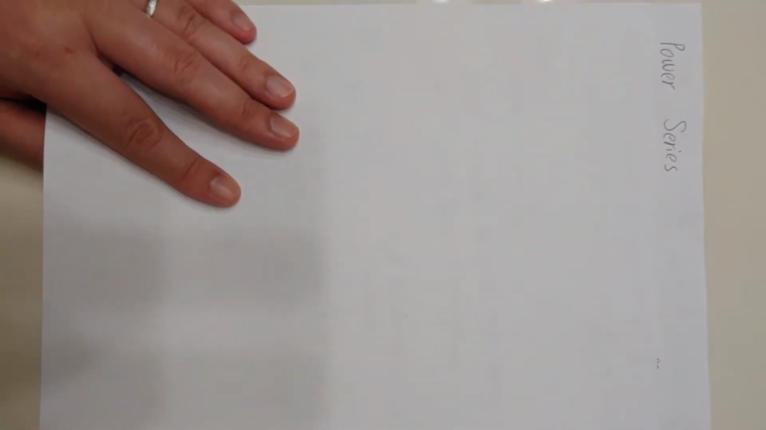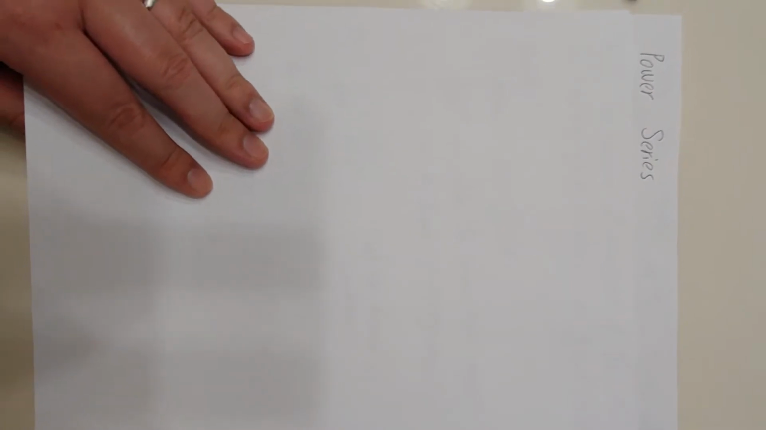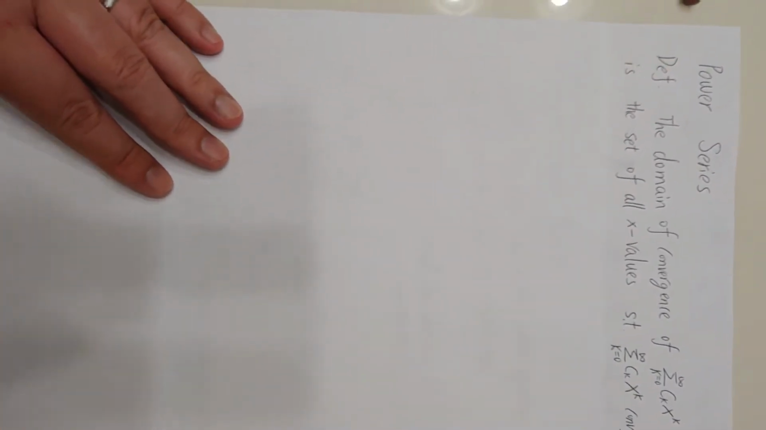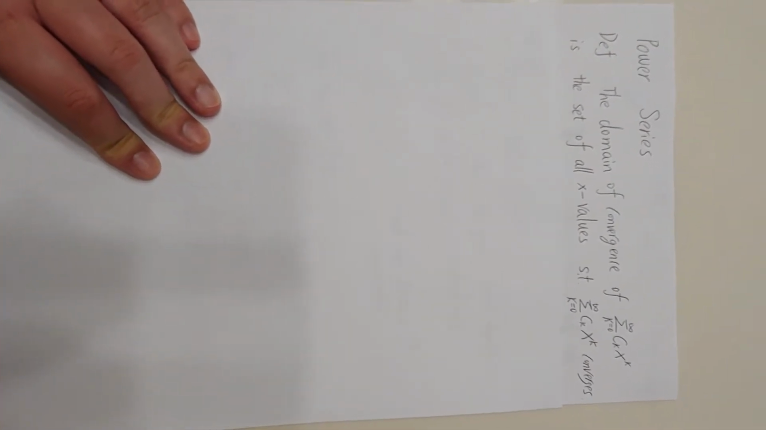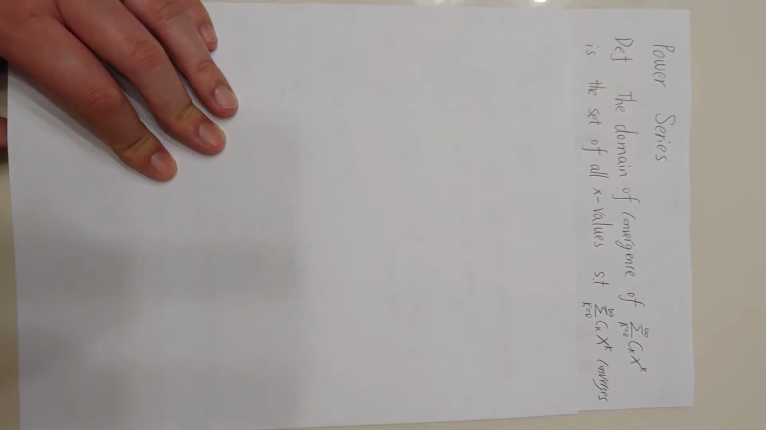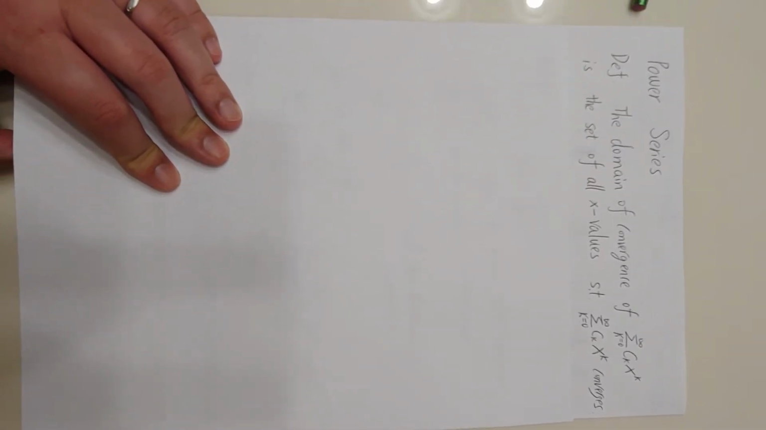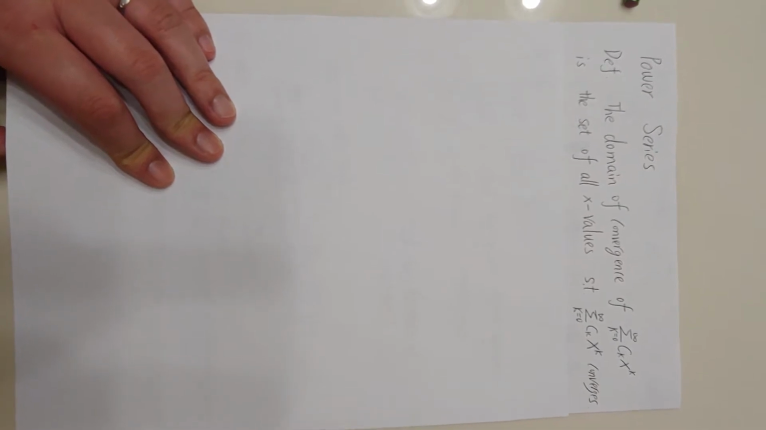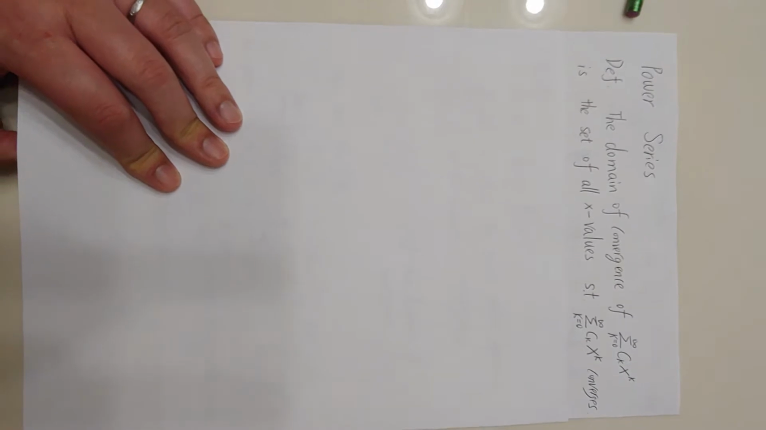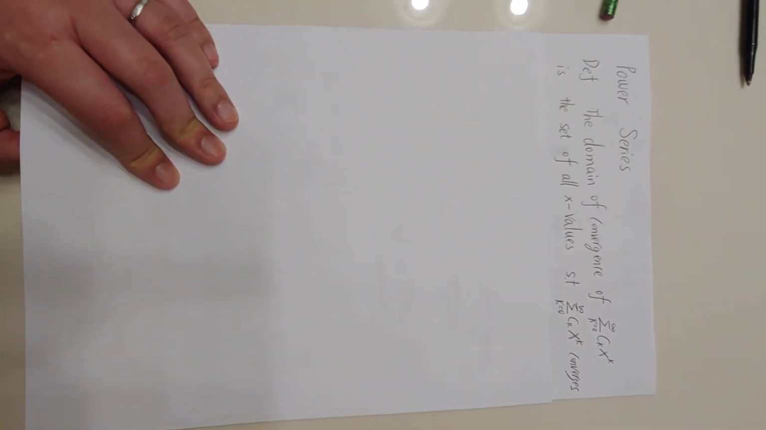Today we want to talk about the power series. So let's look at the definition of the domain of convergence. The domain of convergence of the power series, the sum from k equals 0 to infinity of c sub k x to the k-th power, is the set of all x values such that this power series converges.